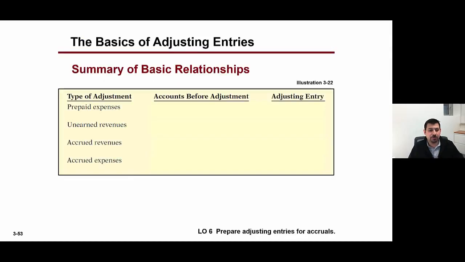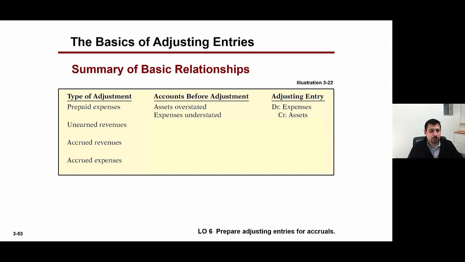This is a summary of the basic relationships, the state of the accounts before adjustments, and what the adjusting entry needs to be. This is just a summary of what we said. So for prepaid expenses, before the adjustment, assets were overstated and expenses were understated. The adjusting entry for this one would be to debit expenses and credit assets, in order to increase expenses and decrease assets.